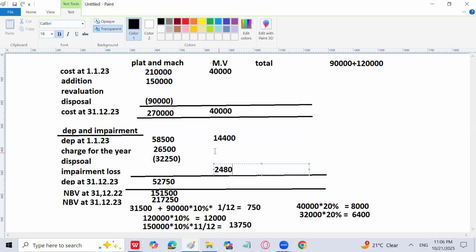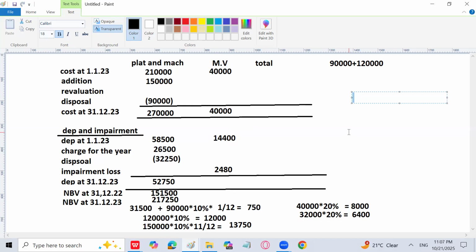And now I'm going to write the charge for the year. What is impairment loss? Impairment loss is the reduction in the value of the asset where the carrying amount is more than the recoverable amount. The carrying amount is 40,000 minus 14,400. Now the recoverable amount I don't know, but definitely the carrying amount was higher by 2,480. So we have an impairment loss of 2,480, which we have written as an expense.